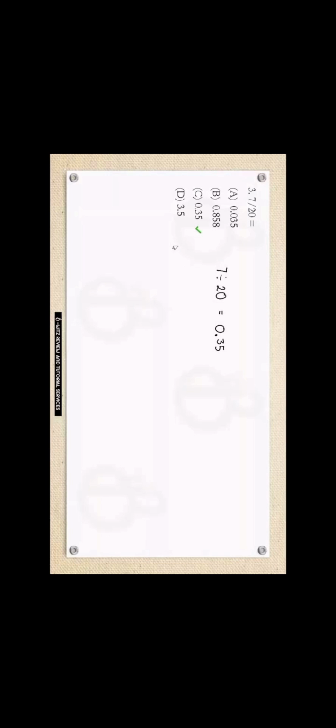Now you can actually recognize that 7 is slightly more than 6, right? Which is 6 over 20. Now 6 over 20 is actually equal to 0.3. Therefore, 0.35 is the closest and correct option here.